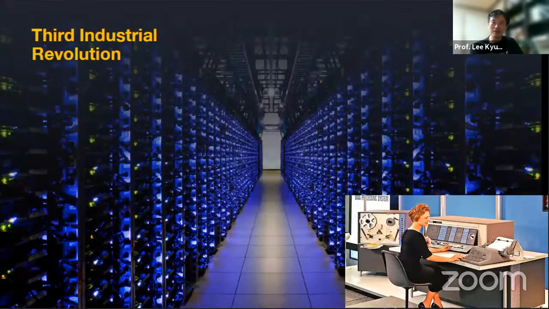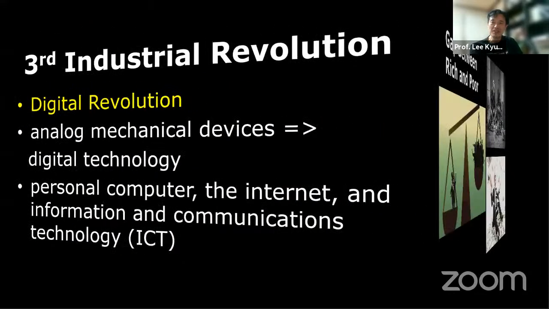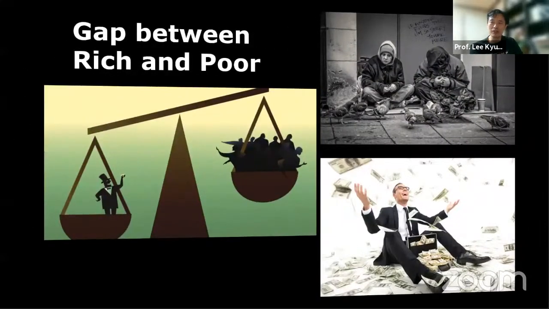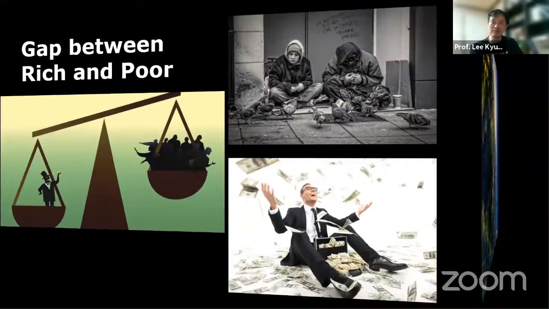Third industrial revolution. The third industrial revolution is the digital revolution. Analog mechanical devices transformed to digital technology. Personal computer, the internet, and information and communication technology were invented during this revolution. As a side effect of the third industrial revolution, the gap between the rich and the poor has widened. Although there has been a gap between the rich and poor in the past, the gap has widened during this time.